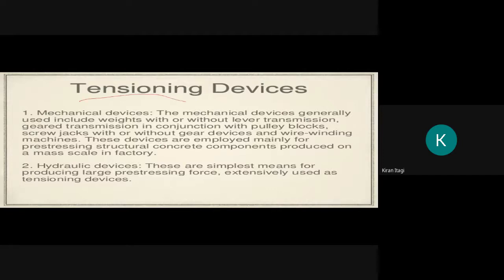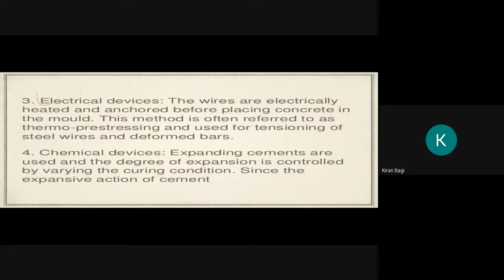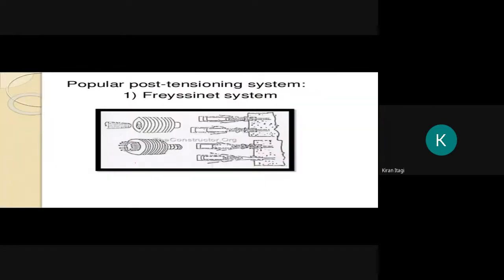So tensioning devices are there. Remember for MCQs, okay. For offline exams, the chances of getting this question are very less. But in MCQs, he will 100% ask: what are the tensioning devices? The first one is mechanical device. Second one is hydraulic device. The third one is electrical device. Fourth one is chemical device. Okay. And we have some popular post-tensioning systems.